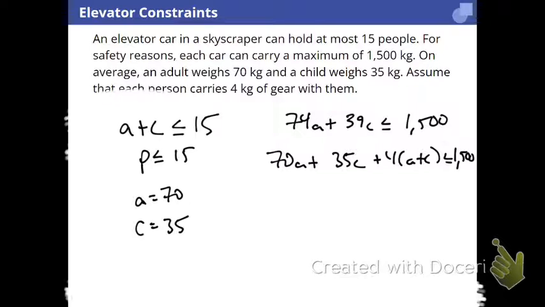Zeph, what were you thinking? Oh, well, that you just wrote down. Okay, I also saw it like this, Zeph. 70A plus 4A plus 35C plus 4C, and these be less than or equal to 1,500.